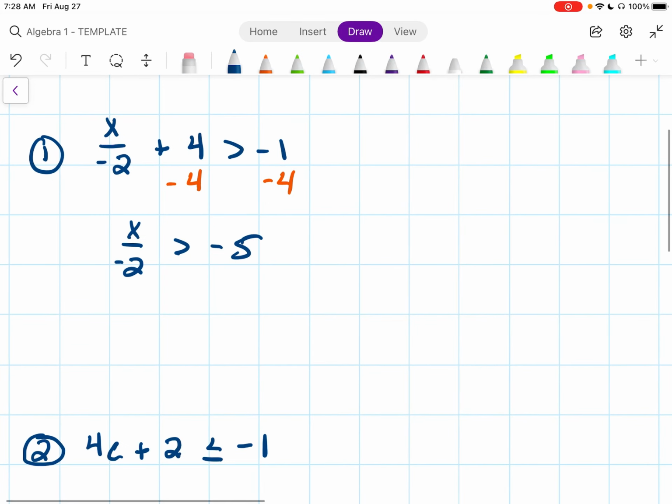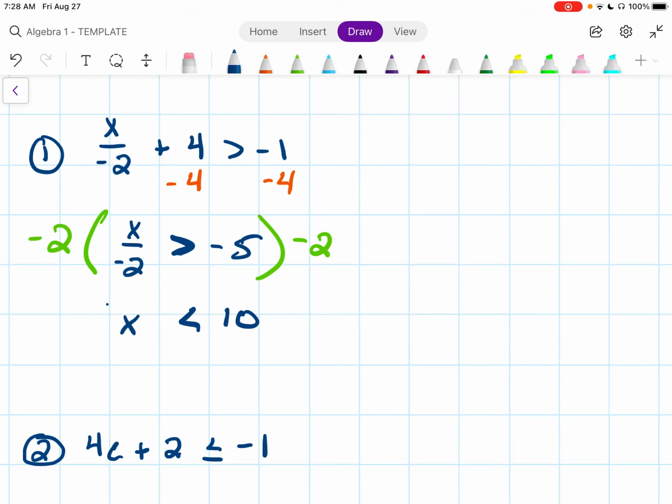Next up, we have to multiply by negative 2 on both sides. And whenever we multiply by a negative, we have to flip the direction of the inequality. So right here, it's pointing to the right. Now it's going to be pointing to the left. I'll have x and a positive 10. There we are.